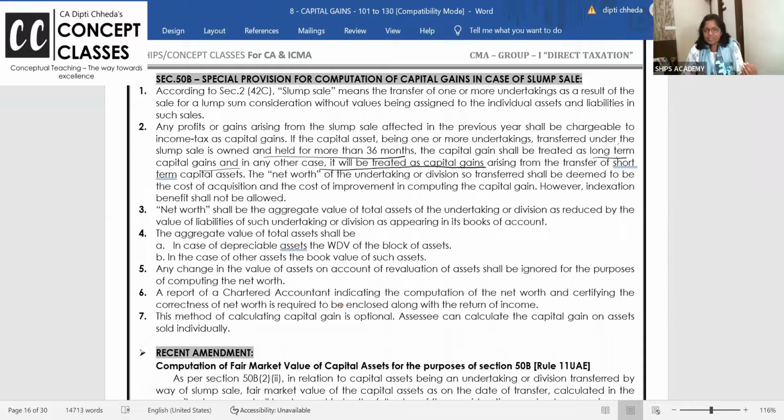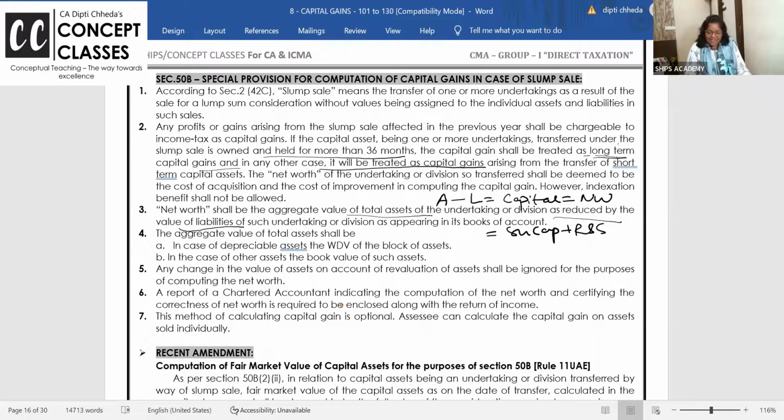So whatever assets I'm transferring, if any one of the assets is held as long term, the whole capital gain is long term, otherwise short term. But dear students, even if it is long term, no indexation. I'm not making you write because the point is there. Net worth shall be the aggregate value of the total assets as reduced by the value of liabilities. I want all of you to write in your book: assets minus liabilities is equal to capital is equal to net worth is equal to share capital plus reserves and surplus. Ye sab likho. Different names.